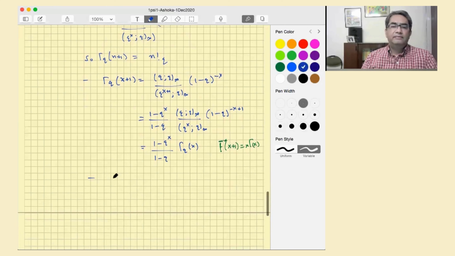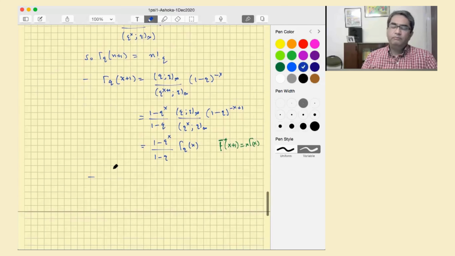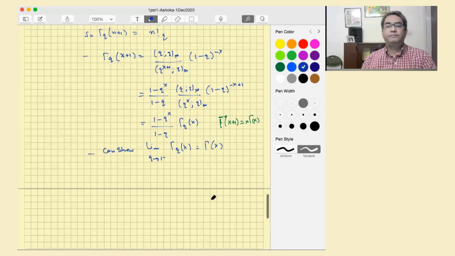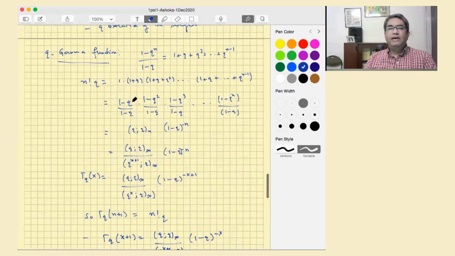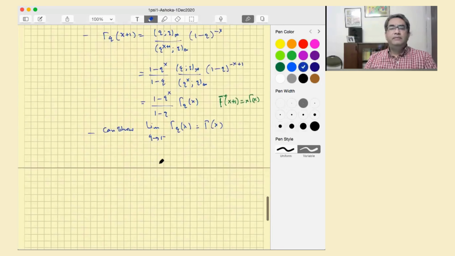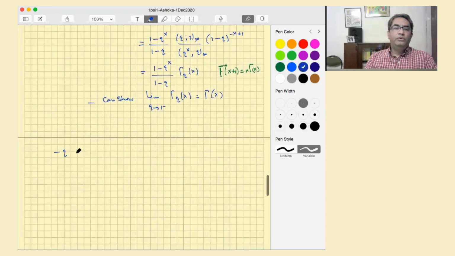I won't prove it here, but one can prove that the limit as q goes to 1 of gamma q of x is actually equal to gamma of x. The proof is not so bad either. It extends Euler's limit definition of the gamma. So that's the q gamma function. So we have one of these two items. Let me give you the other extension, the q integral.